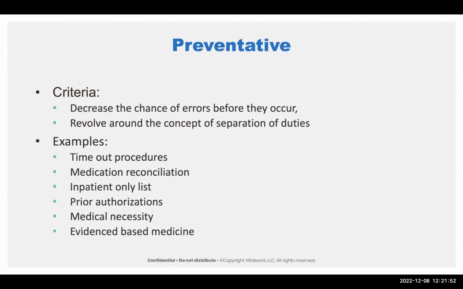When I look at preventative, the criteria is to decrease the chance of error before it occurs, and it revolves around the concept of separation of duties. Examples are timeout procedures in the OR, required medication reconciliations, inpatient-only list orders, prior authorizations, medical necessity, and evidence-based medicine. They're all internal controls that prevent the error from occurring.